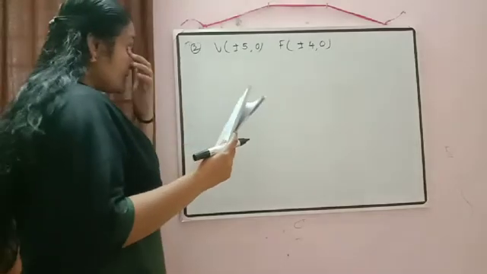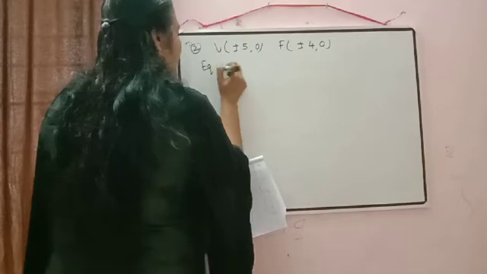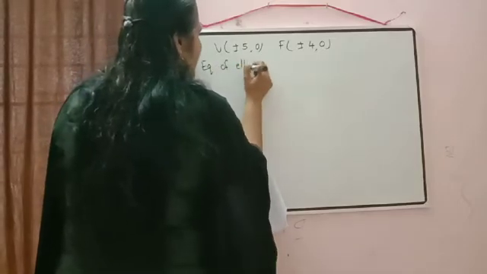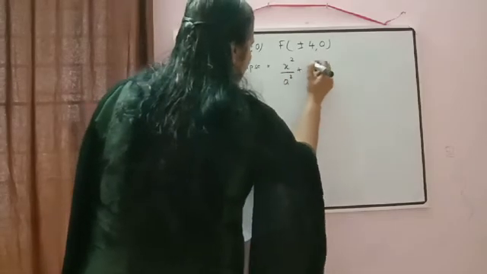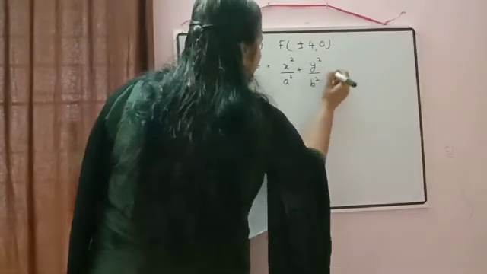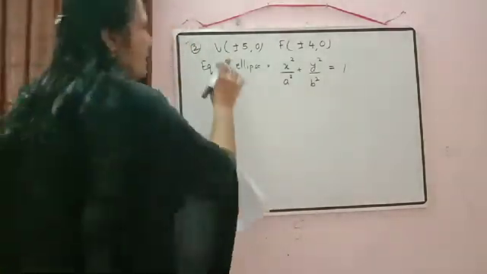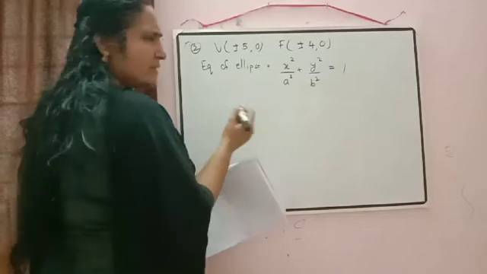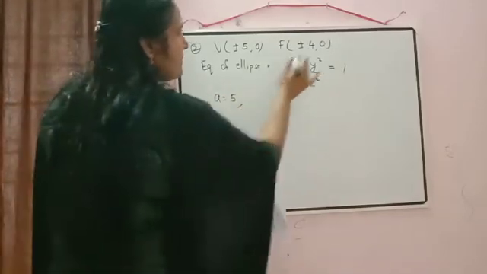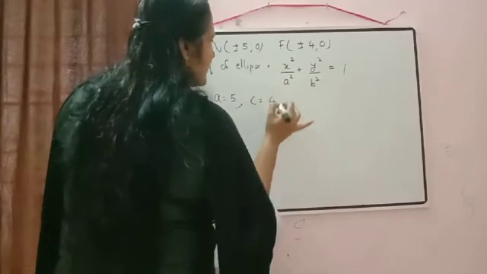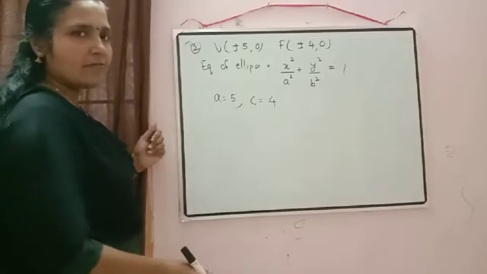So your major axis is along x-axis. So in that case, what will be the equation of ellipse? Yes, equation will be x square by a square plus y square by b square is equal to 1. Now we can check what information is given. Vertices is given, so we are taking the positive value only for calculation. a is equal to 5. Then foci, c is given. c is equal to 4. Now using the relation we can calculate the value of b square.